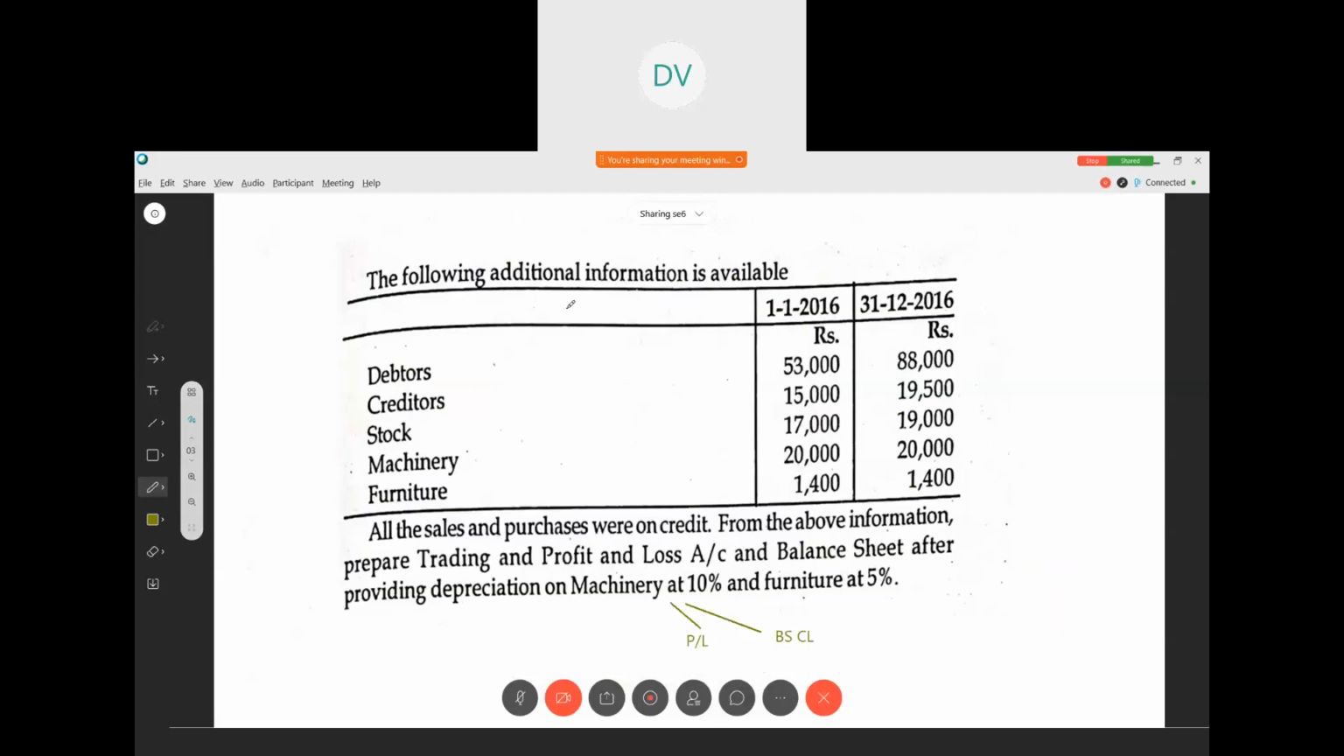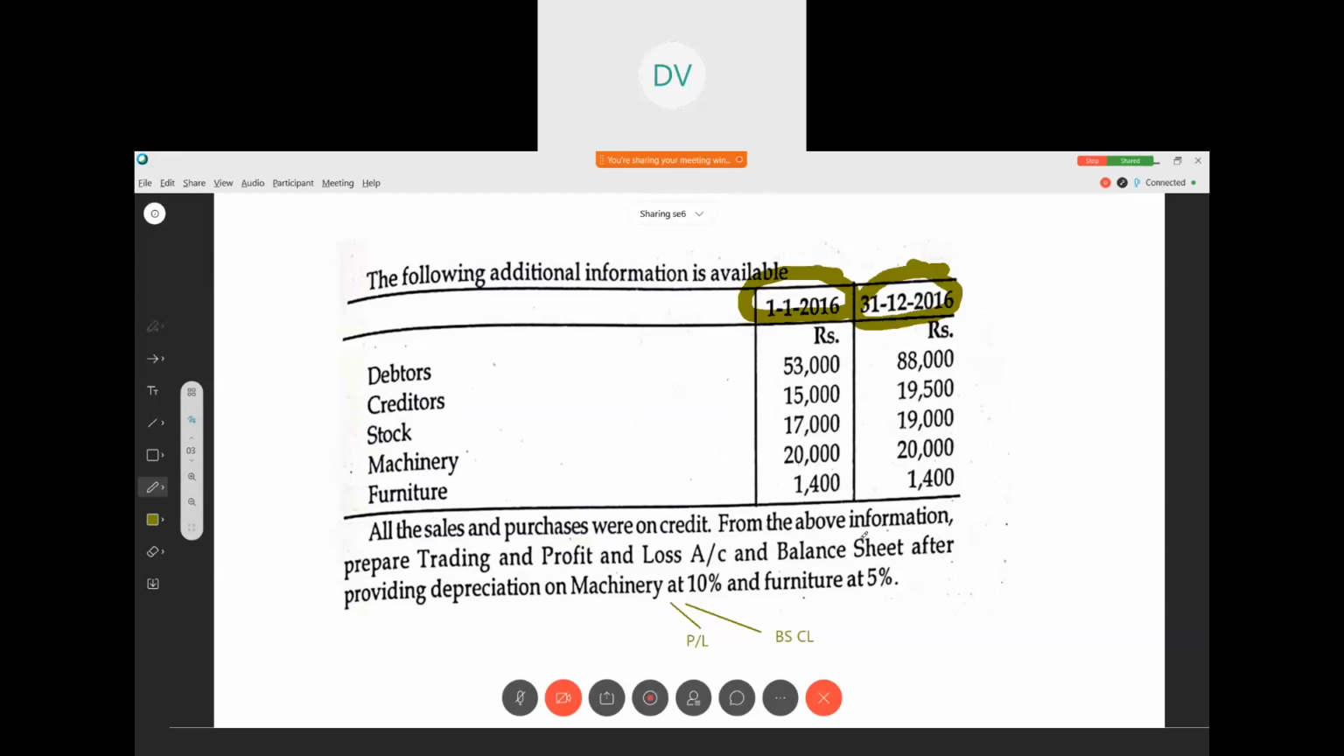Additional information is given. See debtors, opening and closing. This you have to see. When they have given, the dates are very important. So opening as well as closing they have given. So debtors 53,000 and 88,000. See creditors, stock, machinery, furniture. Whatever balances they have given on the opening date will appear in the opening balance sheet. This will appear in the closing balance sheet. Clear?